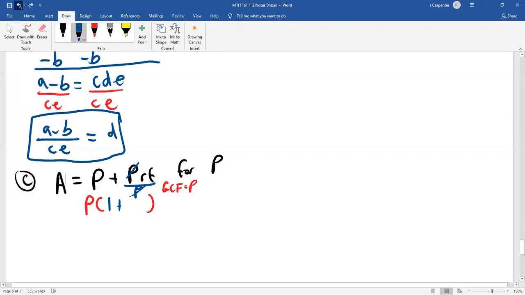If you need to show that work, you can. But that's essentially what you're doing. You're just dividing by P here, dividing by P here, but that division is us saying the P is going out as a product. And then the left-hand side is still just an A equals.